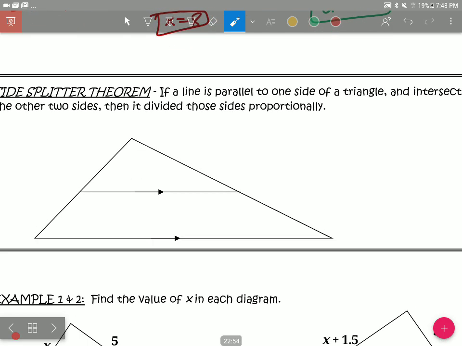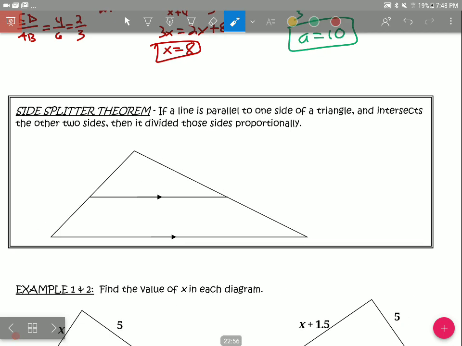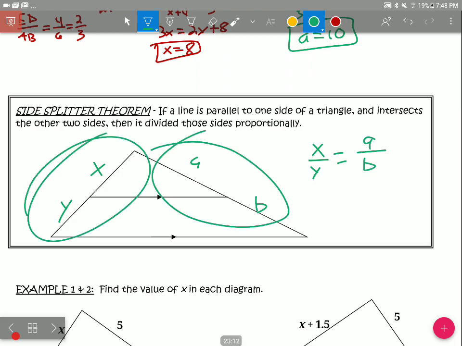The line, basically, if a line is parallel to one side of a triangle and intersects the other two sides, then it divides them proportionally. Therefore, basically what this is saying, if this is x and y, and this is a and b, then x over y equals a over b. Basically, this proportion equals that proportion. Okay, those are equivalent proportions.